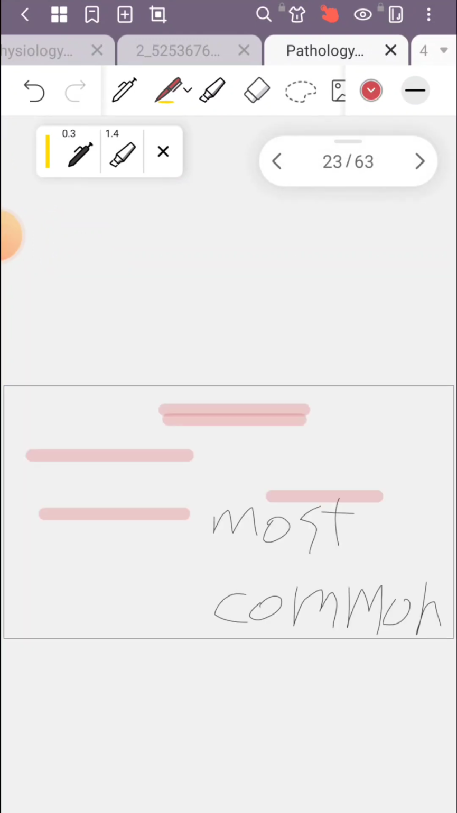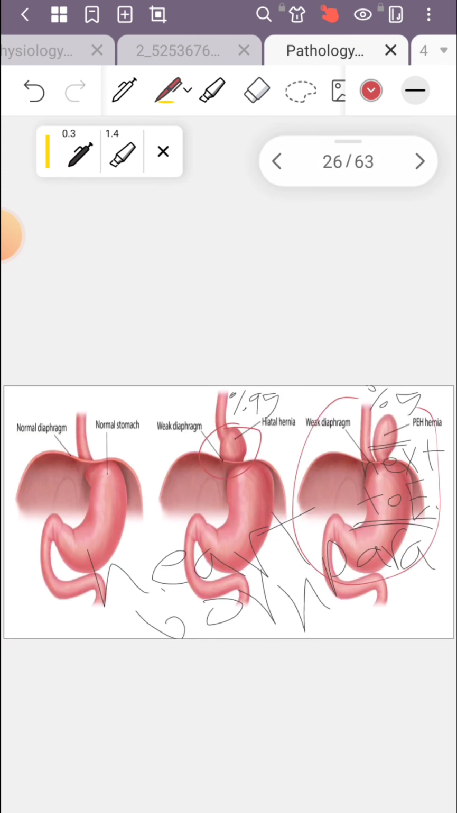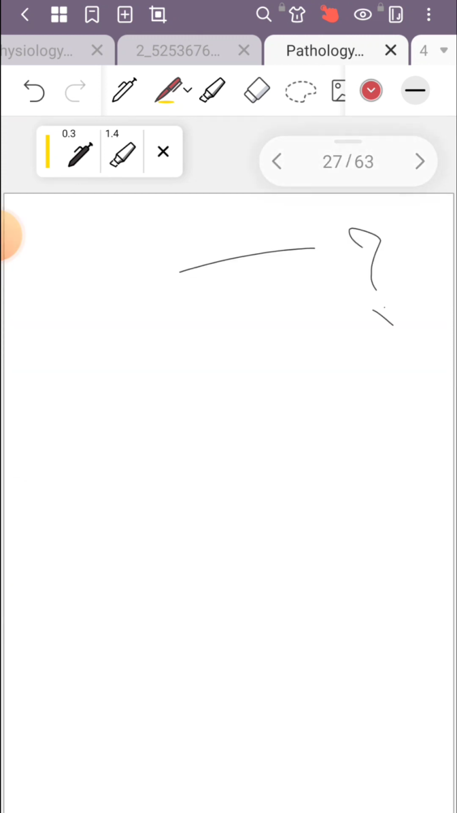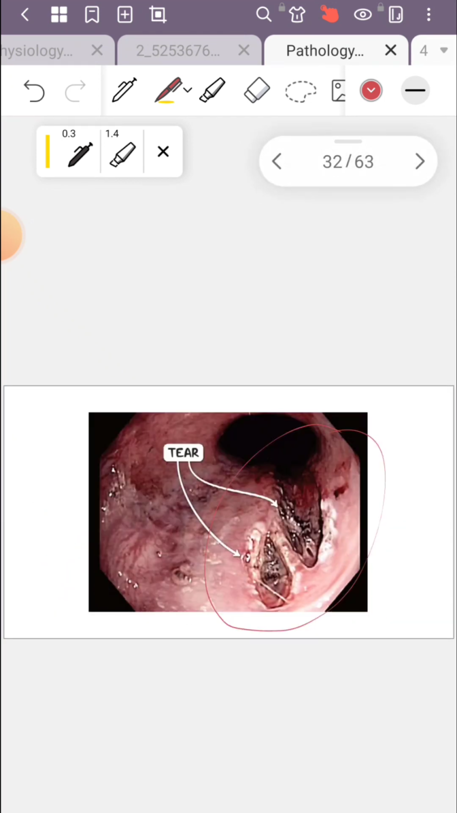Achalasia is also pre-cancerous, also a cause and a risk factor for squamous cell carcinoma. Now, we said the Mallory-Weiss tear is painful, associated with painful hematemesis.